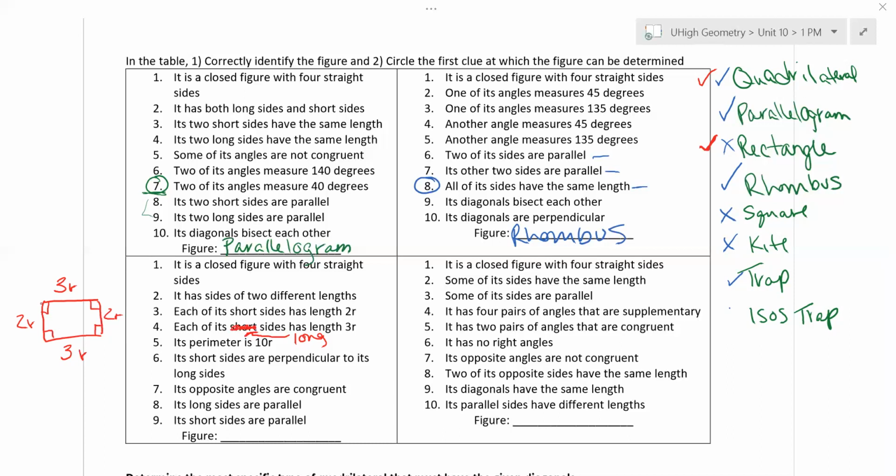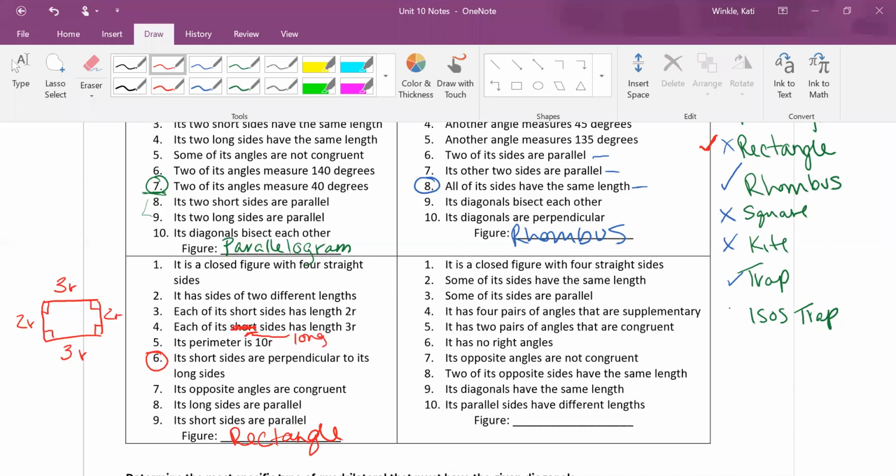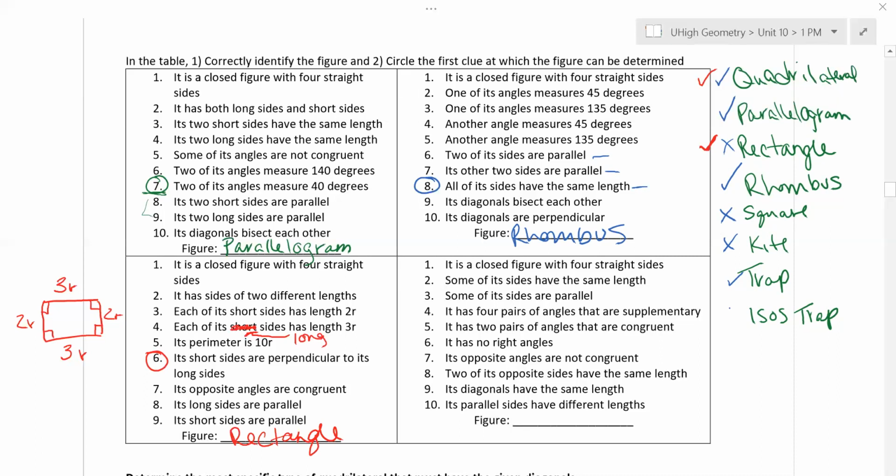Now let's see if we can be any more specific here. Number 7, opposite angles are congruent. Its long sides are parallel, and number 9, its short sides are parallel. So in this problem, we actually can say at number 6, we know that this is a rectangle. All right, and last but not least, we are going to look at the bottom right-hand side.